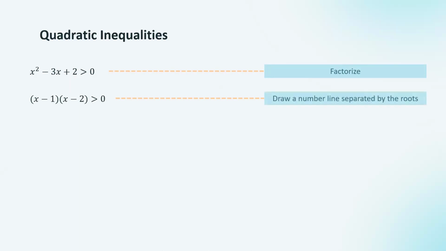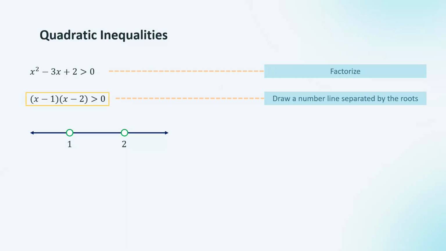Now this is the part where it gets complicated. So we need to draw a number line separated by the roots. So it's going to look like this. So the roots are going to be 1 and 2, and then we draw a number line. Now, as you can see, the dot at the root is actually a hollow dot. This is no coincidence. This is actually a rule that we impose when we are drawing a number line.